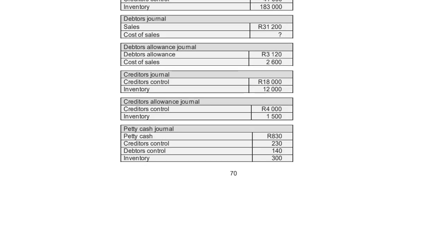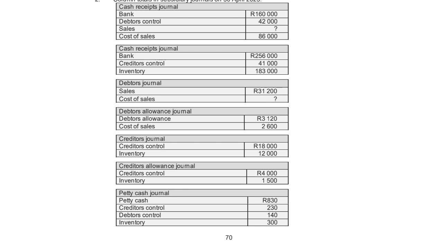Debtors allowances journal has your debtors allowances and cost of sales amounts. Creditors journal has your creditors control and inventory amounts. Creditors allowances journal has your creditors control and inventory amounts. And your petty cash journal has your petty cash, creditors control, debtors control, and inventory amounts. You will calculate the 2 question marks.